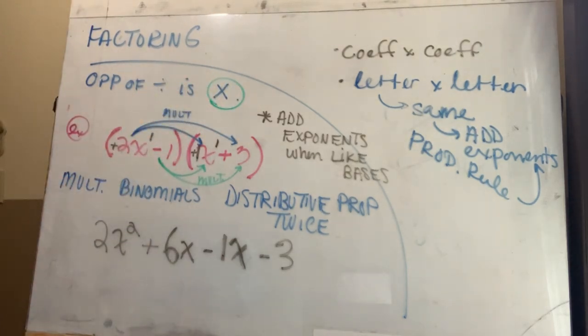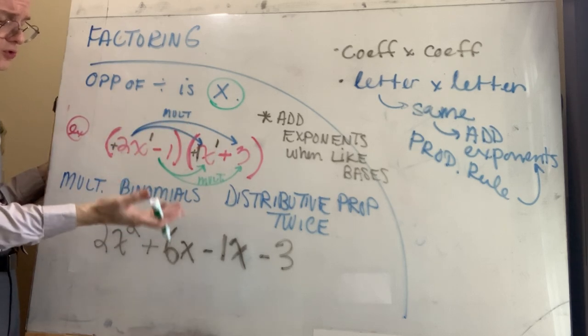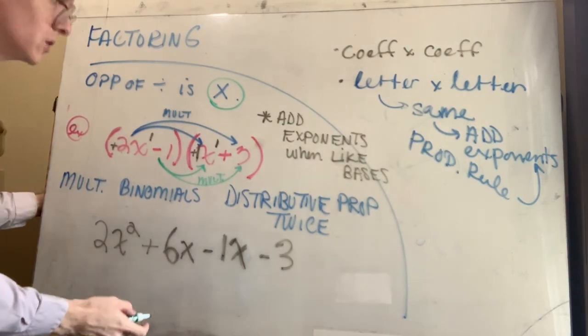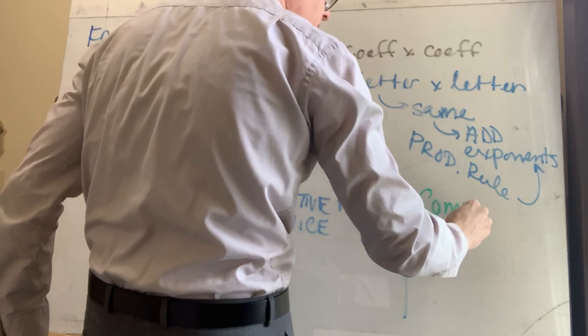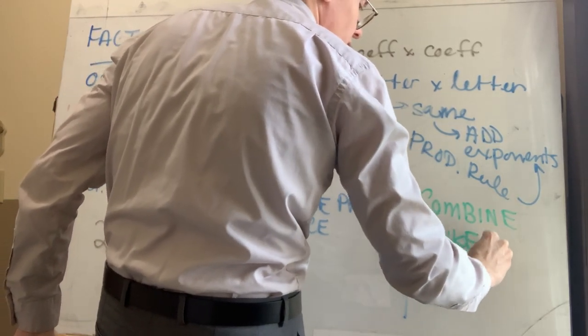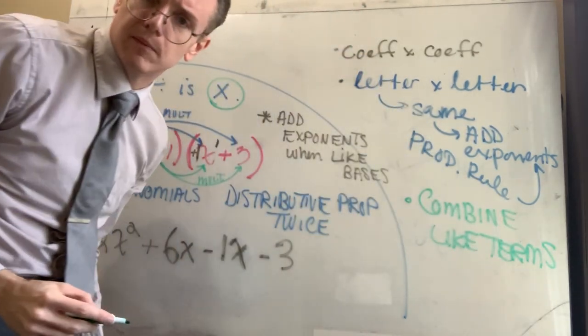So if you're asked at some point to multiply binomials, you're just using the distributive property. What you should do is combine like terms. Hopefully this is not too faint. I'll just check if it's in the frame. Looks like it is.